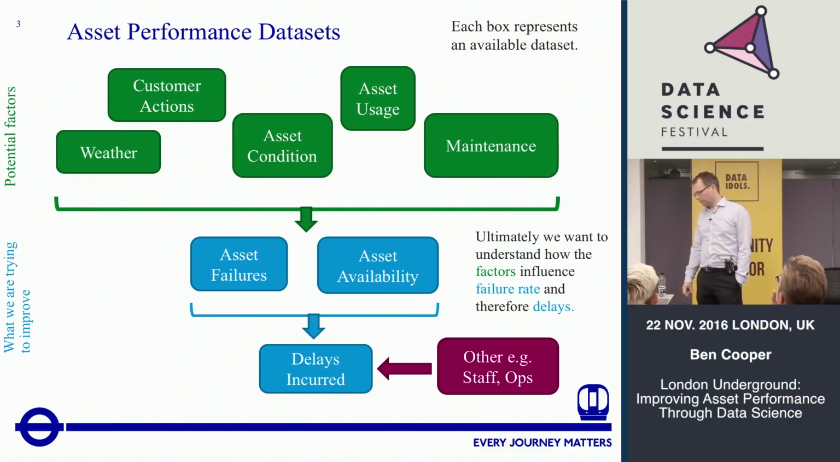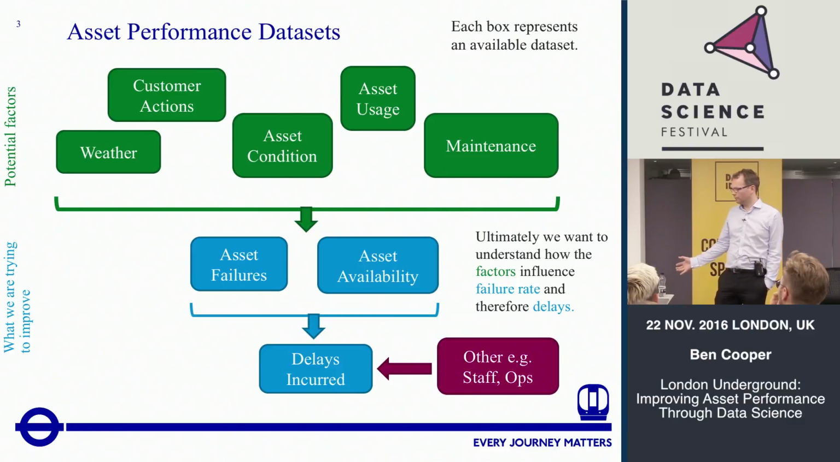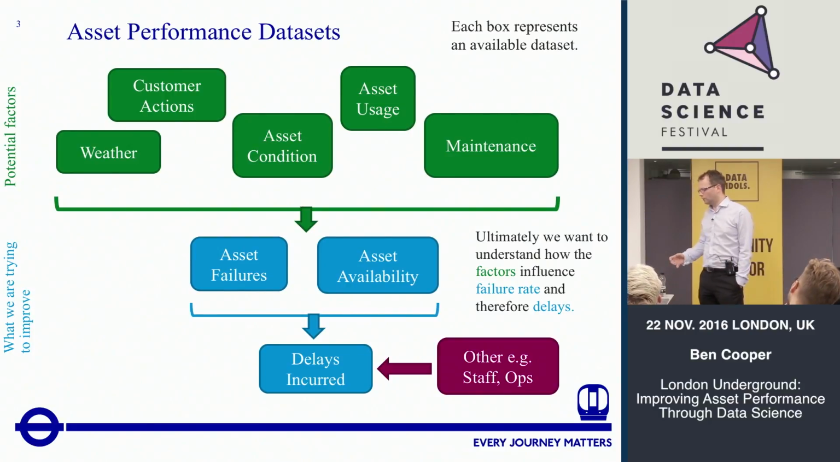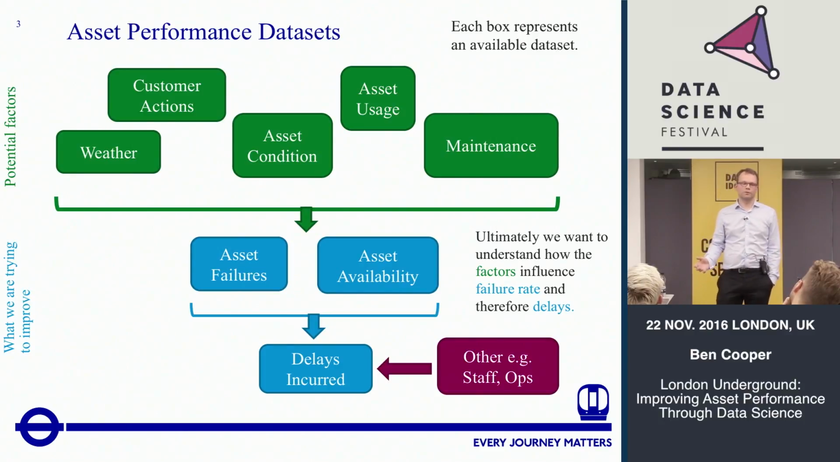So what we're trying to do, I've split these data sets into two. What we're trying to improve is related to the blue boxes. So we're trying to reduce asset failures, we're trying to increase asset availability, and we're trying to reduce delays incurred to the customer. And where the data science comes in is that we're trying to understand which of these factors, the green boxes, influence those things, and how they influence them. Because if we can understand that, we can potentially make recommendations to the business. We'll give some examples, but maybe you want to change your maintenance regime and you'll see an improvement in your asset performance.